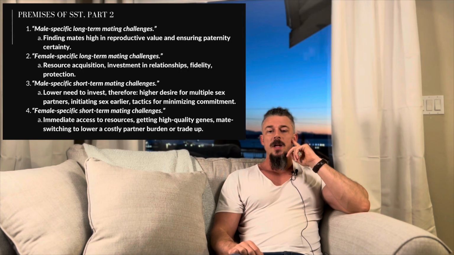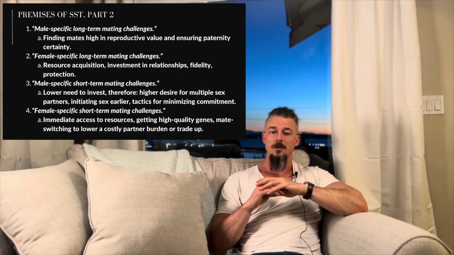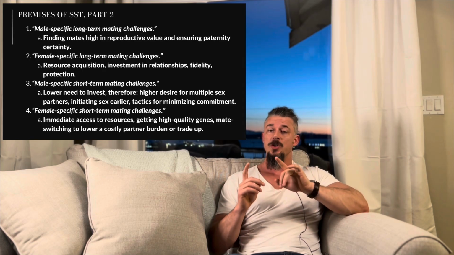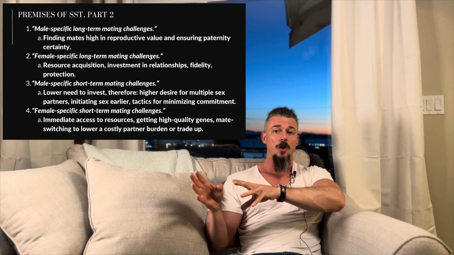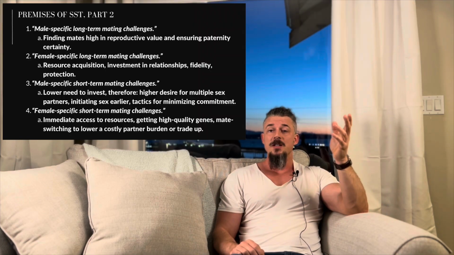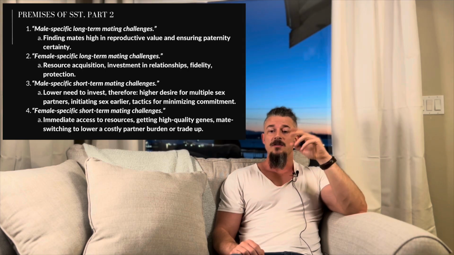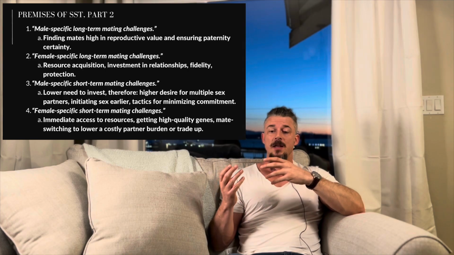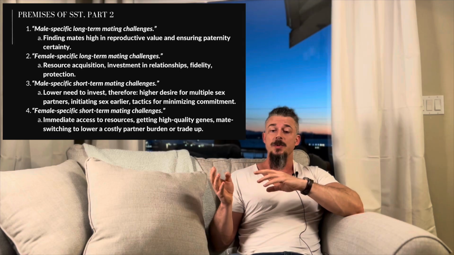Part 2, let's go on here. What else? There's male-specific long-term mating challenges, right? Some of those, key ones here. Finding mates that are high in reproductive value and also ensuring paternity certainty. So women that can reproduce and women that you reproduce with are going to basically be carrying your child and not that of another man. Some female-specific long-term mating challenges, on the other hand: resource acquisition, investment in relationships, fidelity or faithfulness, that kind of a thing. Protection is another one, right? Investing in a long-term mate who's able to protect you.